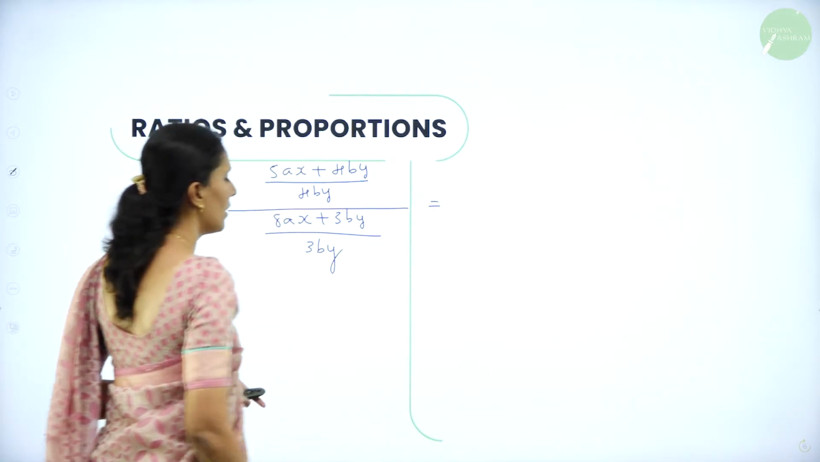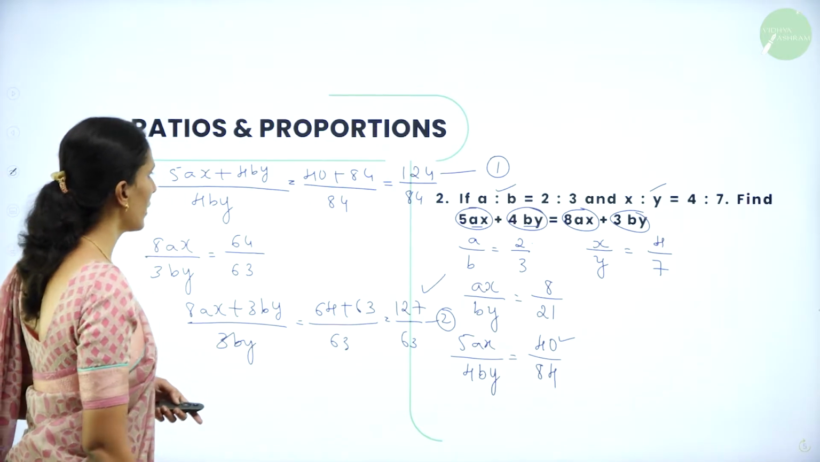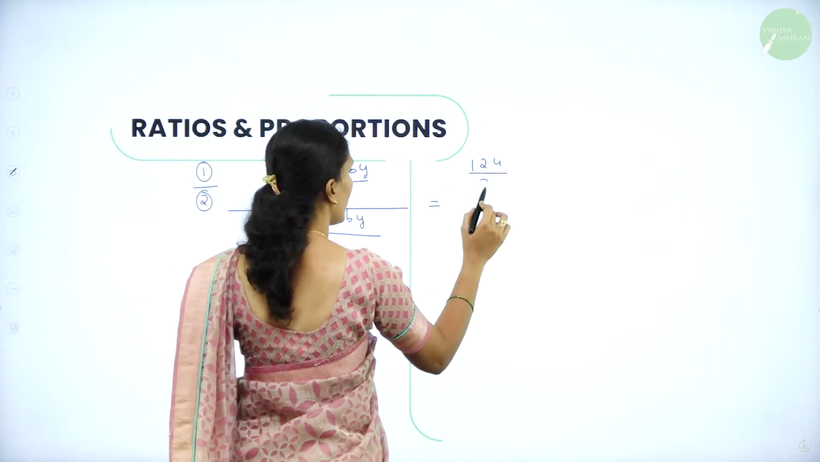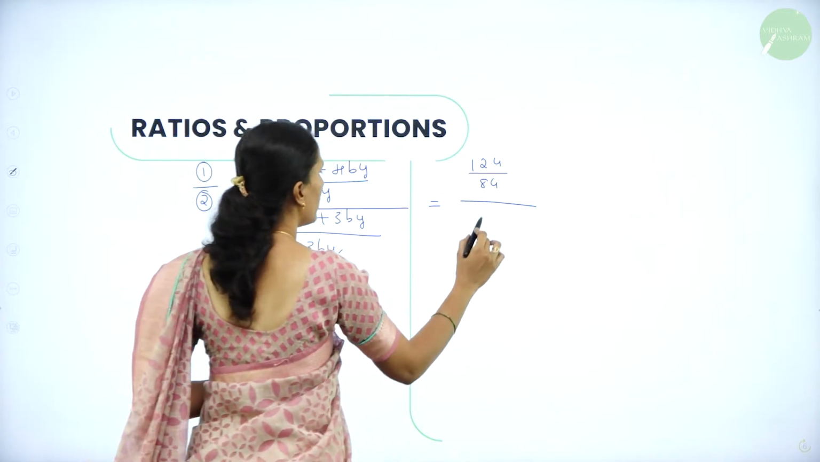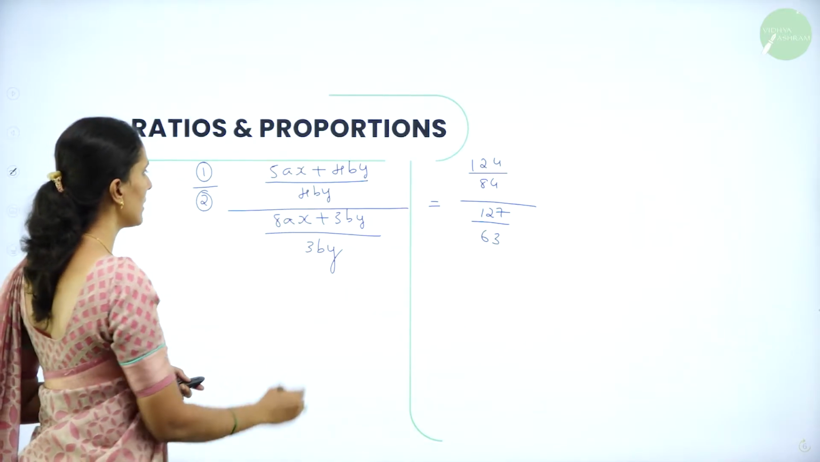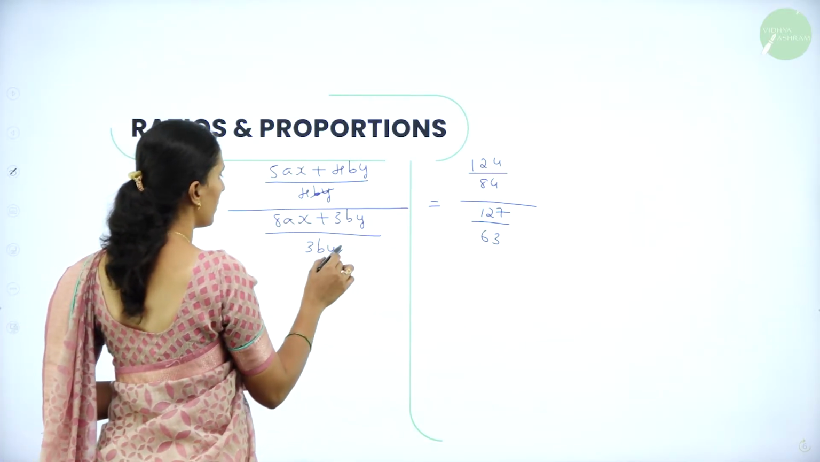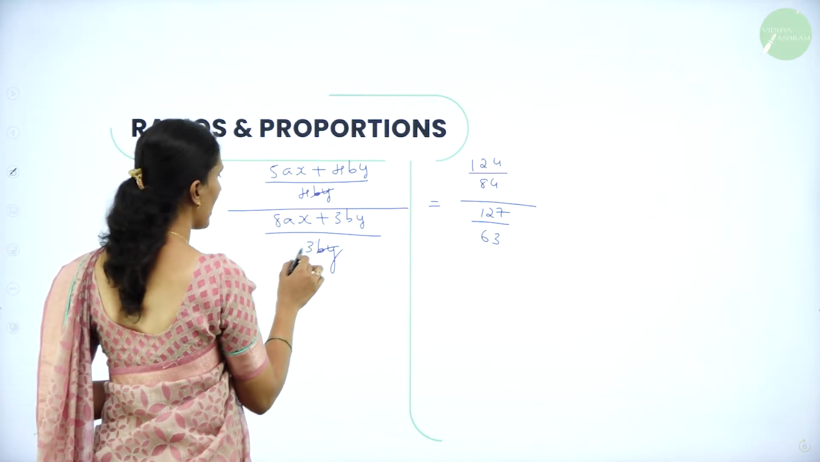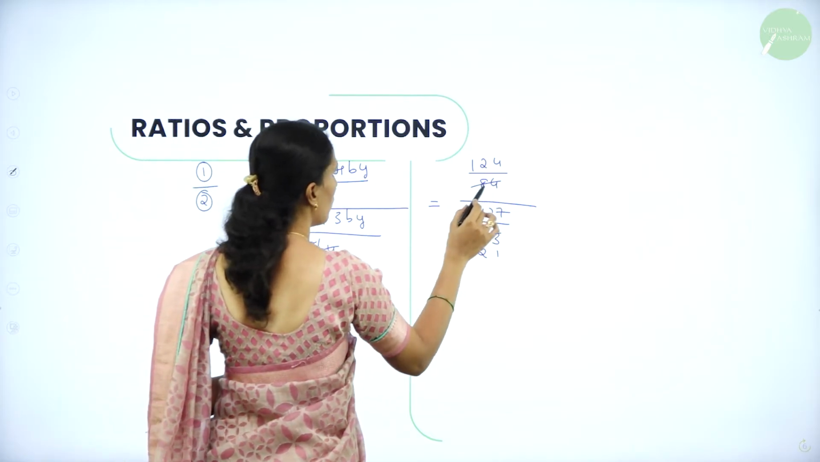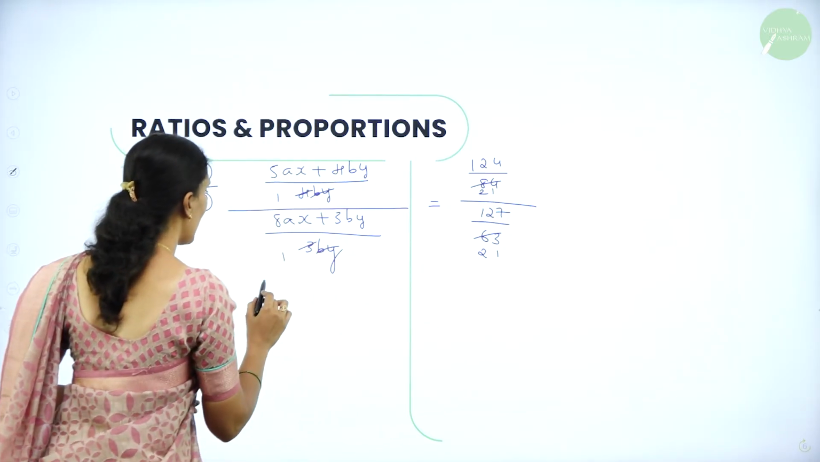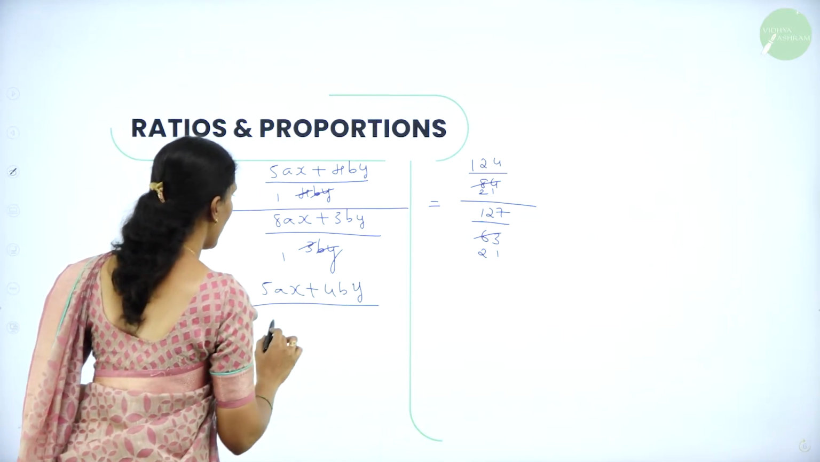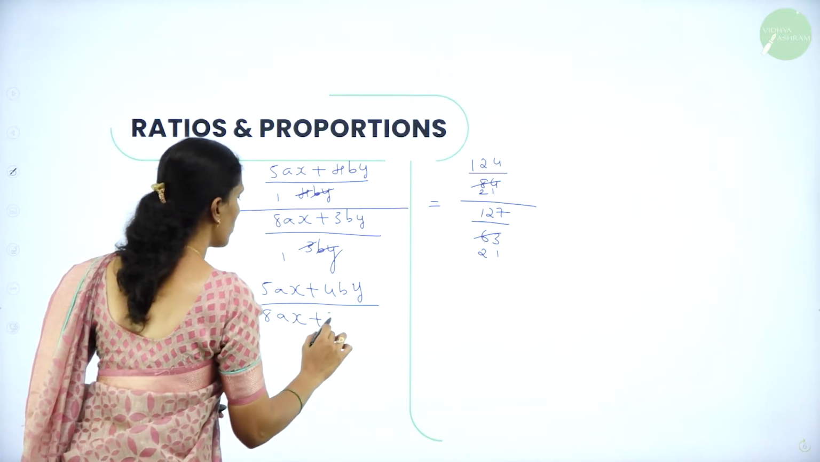So what was the ratio of fractions we got? For the first equation it is 124 divided by 84 and this is 127 divided by 63. So after solving this, here I can cancel by. So here I can again cancel, 3 1s are 3, 2s are 3 1s are. Similarly 4 1s are 4, 2s are 4 1s are. So I'll get 5ax plus 4by divided by 8ax plus 3by.